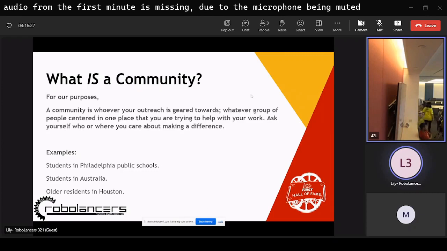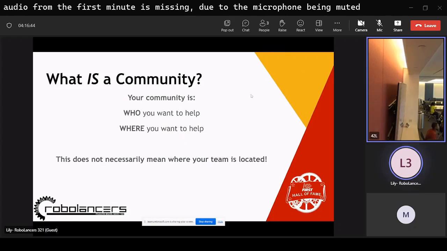Great. So what is a community? For our purposes, it is whatever your outreach or wherever your outreach is geared toward. And some examples are students in Philadelphia schools, students in Australia. It could even be older residents in Houston. I don't know why we thought of that example.